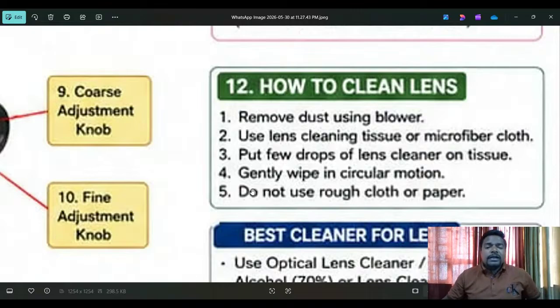Next, the fourth point is to gently wipe in a circular motion. Next, do not use rough cloth or paper. This is a very, very basic thing. If you follow it, definitely it is very useful, and within less time you can perform the work and resolve the issues. Okay, right.